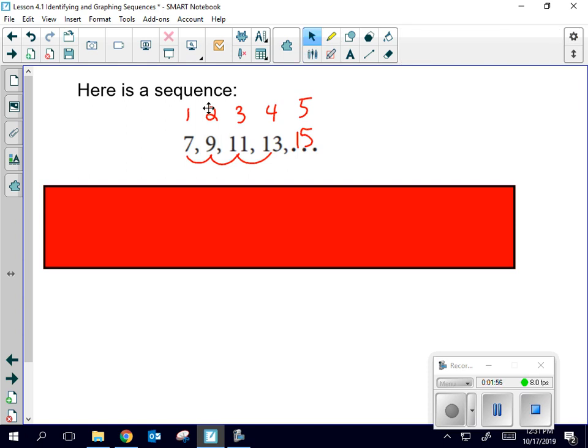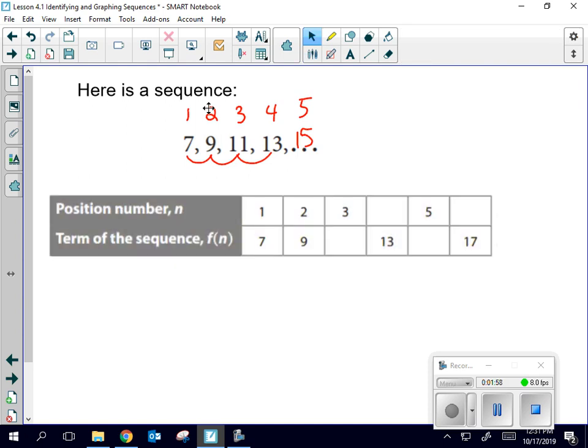You could also make a table. Please take a moment and copy that down. And let's make sure we can fill this in. So the first part of our table is really like the x, right? We call it the n in this case. The n is the position. We have to know that n is the position.